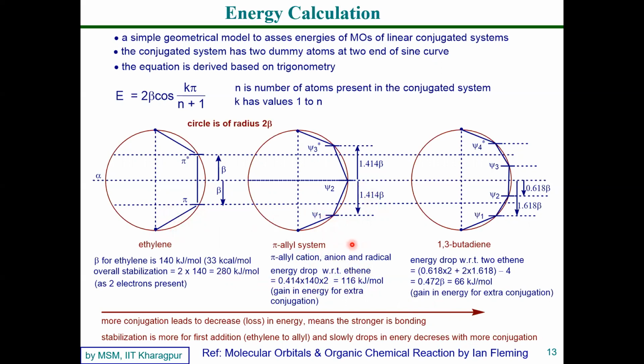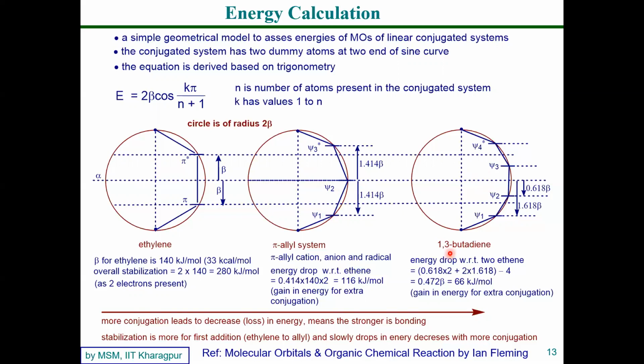The same way for the radical, the electron goes there, so it doesn't give you any effect because it is lying on the atomic energy level. And the same for the pi allyl anion, 2 electrons will be there, so it is not stabilized or destabilized on this side. So only the cation is contributing to the stability.